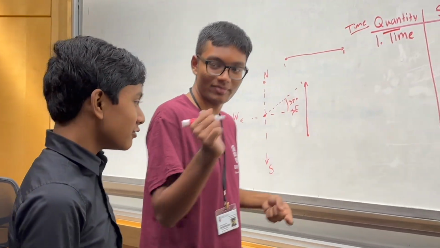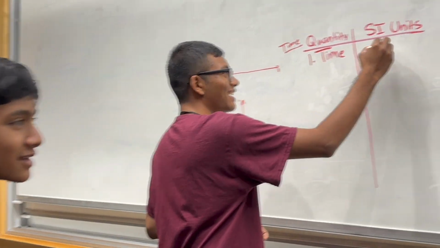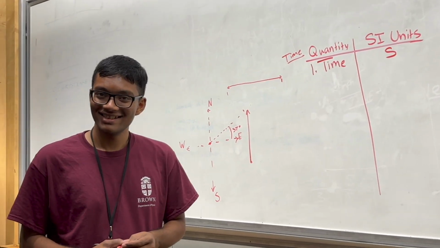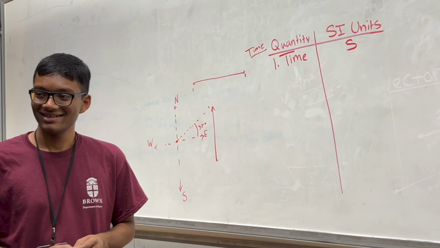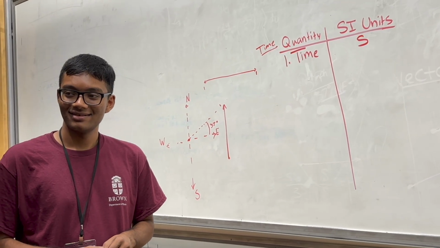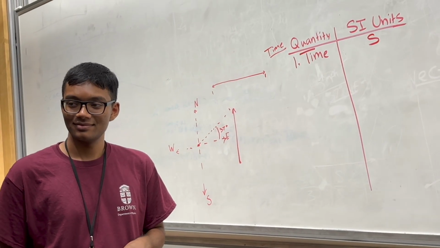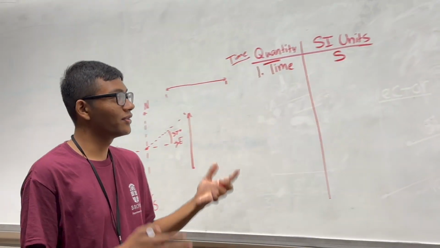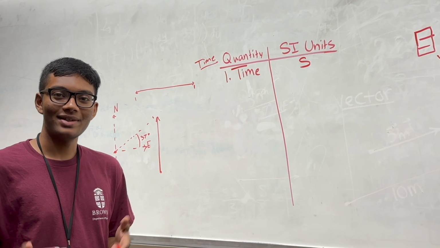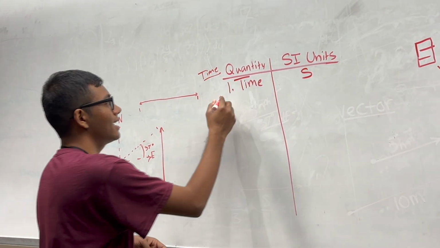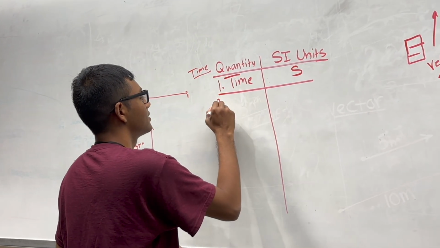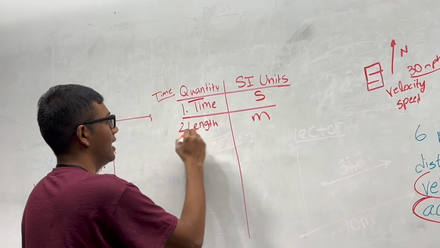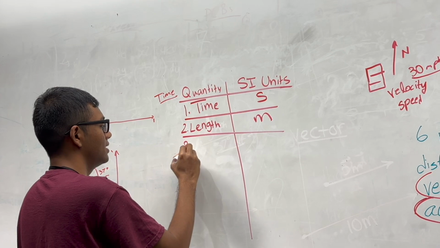Okay, so let me show you. I'll give you a chance to explain it again, so the students who understand your explanation better will benefit. Okay, so the SI unit for time is seconds. The next quantity is length. The SI unit for length is meters, and the next quantity is mass.